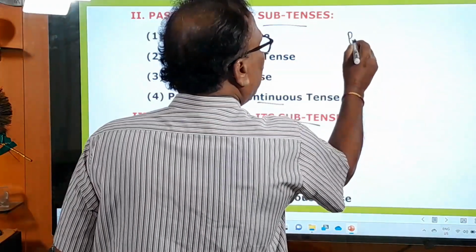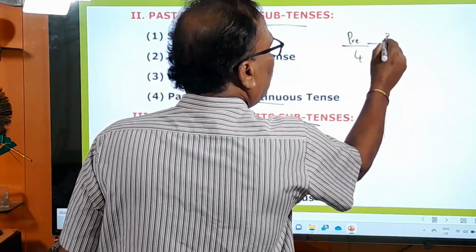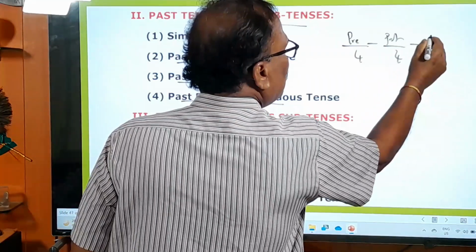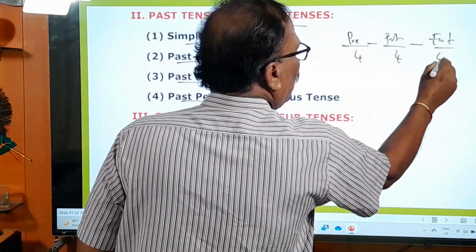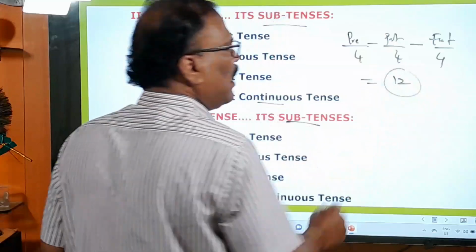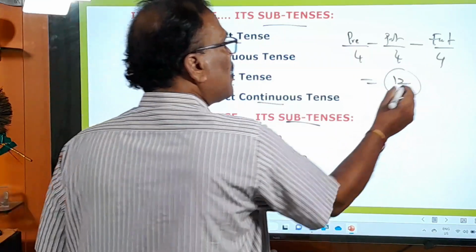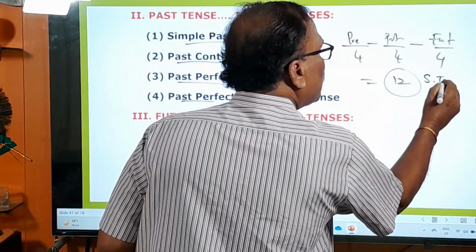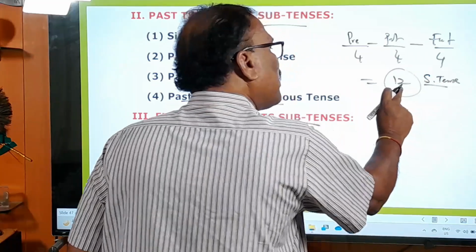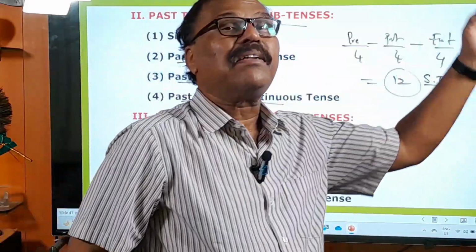In this way, under present tense there are 4 subtenses, under past tense there are 4 subtenses, under future tense there are 4 subtenses. All put together, there are 12 subtenses. How many subtenses do we have? There are 12 subtenses under 3 main tenses.